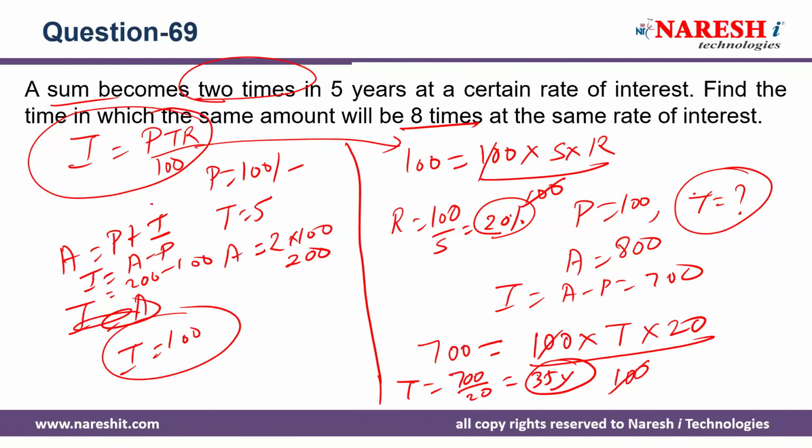First, what I have done: I assumed principal as 100, then amount becomes 200. Time given is 5 years. I used the formula and calculated the R value. Now using the R value, P 100, they're asking the amount should become eight times, that is 800, then interest will be 700. Because in that 800, if principal is 100, the remaining interest is 700. Then how many years will it take? I substituted all the values. I calculated T as 700 by 20, 35 years.